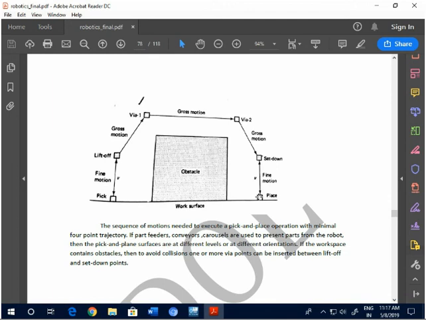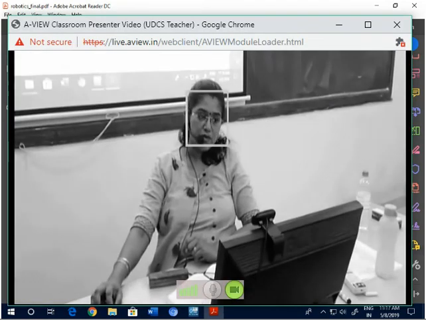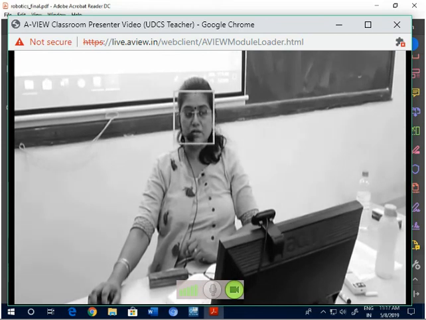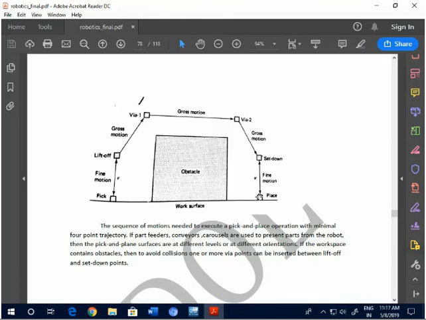Now we'll see the summary. If the lift off is gross, speed is fast. If it is place, the motion will be fine and the speed will be 0. If it is pick, the motion will be fine and the speed will be very slow. If it is gross, the speed will be fast. If it is a way point, it will be gross and it will be fast. Now the set down point will be fine and slow. So this is a table showing the path sequence and the pick and place movements in between.